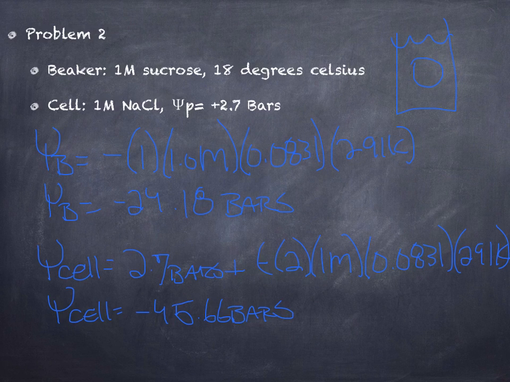All right, so that ionization constant really changes things up. Water is always going to flow from a higher value to a lower value, so the water in this case is going to flow from the beaker to the cell, okay, because the beaker has the higher value. So that is the direction that our water is going to flow.